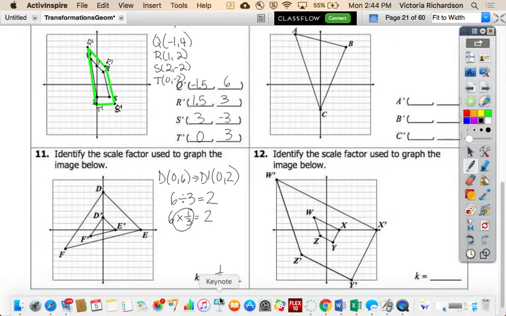On number 12 for your homework, we're going to identify the scale factor. Notice we go from a smaller shape to a larger shape. So you're going to have an enlargement. So make sure you find the original ordered pair and then the larger one. I would suggest using x and x prime. X is 2 comma 0, and x prime is 8 comma 0. So I'm going to let you figure out what number you have to multiply by to go from one to the other and get your scale factor.